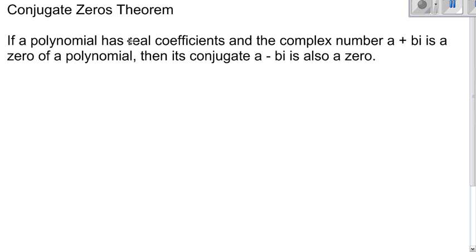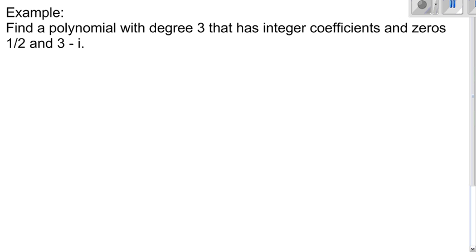One thing you might have started to notice was that every time we had a complex 0 show up, its conjugate was there as well. If a plus bi was a 0, so is a minus bi, its conjugate. And that's true as long as it's real coefficients. There's no imaginary numbers in the polynomial to begin with. So let's take a look at an example that we can apply that.